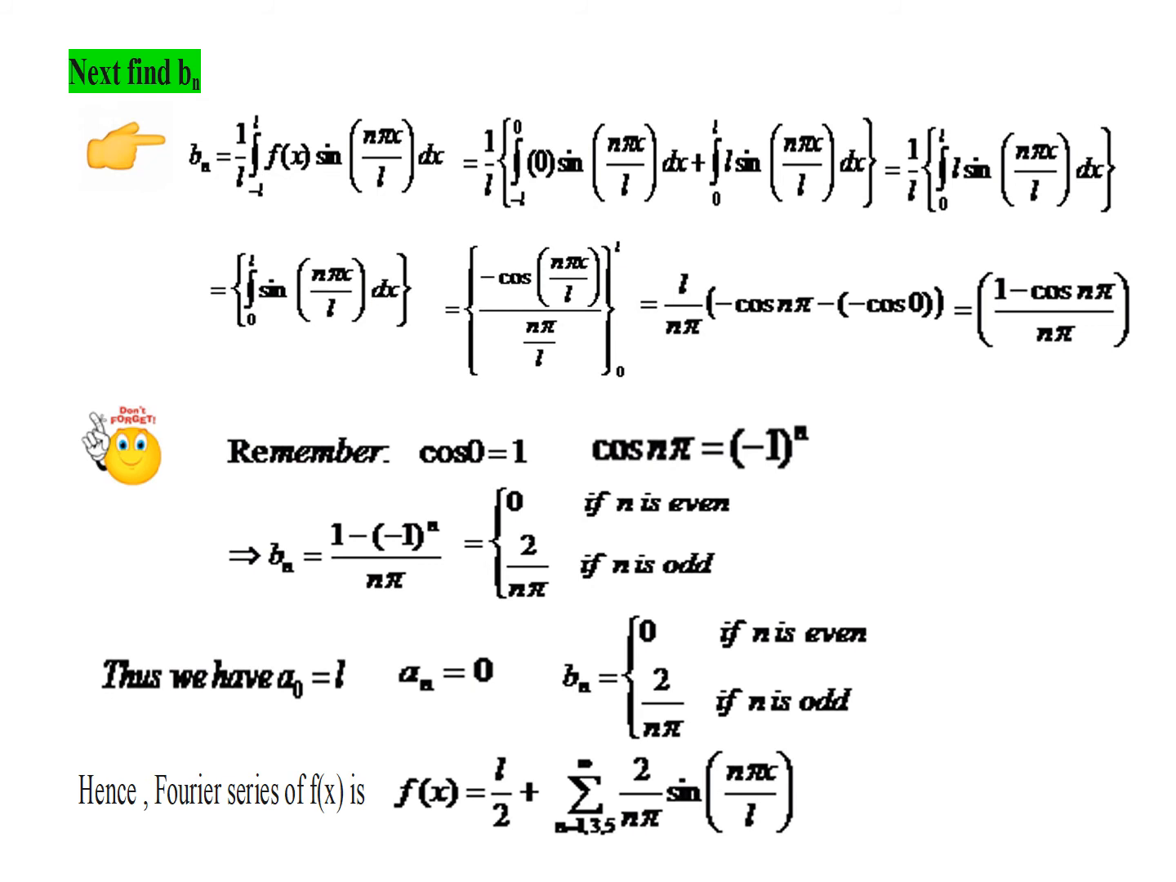So in the place of bn, we are writing 2 by n pi. And of course, it is not n equal to 1 to infinity now. Since the values of bn are available only for odd integers, we are writing n equal to 1, 3, 5, etc. till infinity.